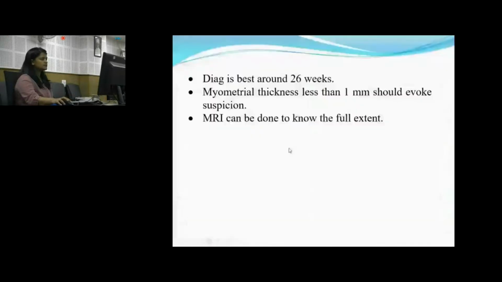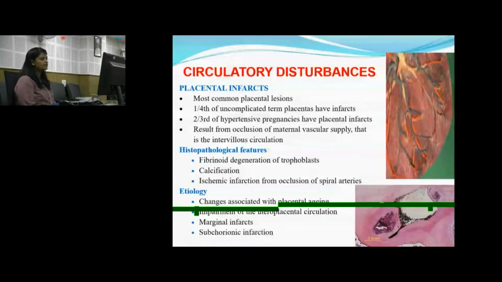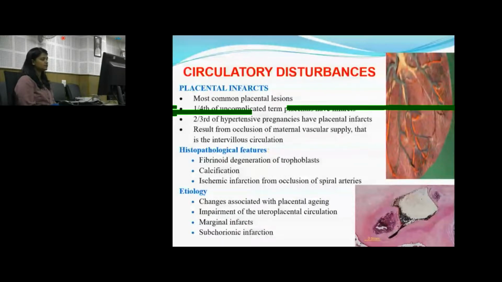These are the things. There are certain circulatory disturbances which actually cause placental infarcts. So it is one of the most common placental lesions. One-fourth of the uncomplicated term placentas have infarcts. Two-thirds of the hypertensive pregnancies have placental infarcts. So this results from the occlusion of the maternal vascular supply, that is the intervillous circulation. When you see histopathologically, there will be fibrinoid degeneration of the trophoblast, calcification and ischemic infarction from the occlusion of spiral arteries.